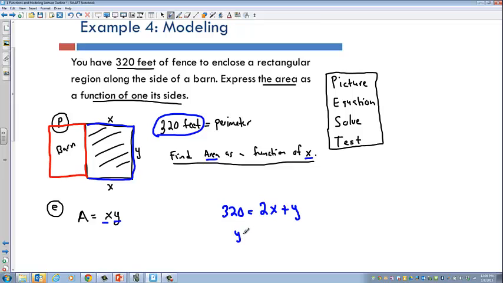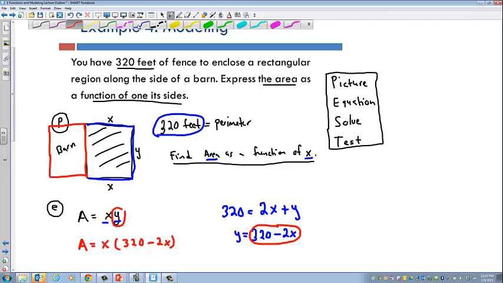And what I can do now is I can solve this for y. And so y is equal to 320 minus 2x. So I just move over the 2x. And then I can plug this in for y. So right here I have a y. And so I can simply plug in what y is equal to. They're the same thing. They look a bit different, but they're equivalent to each other. So then I can write A equal to x times 320 minus 2x. And this is my answer.